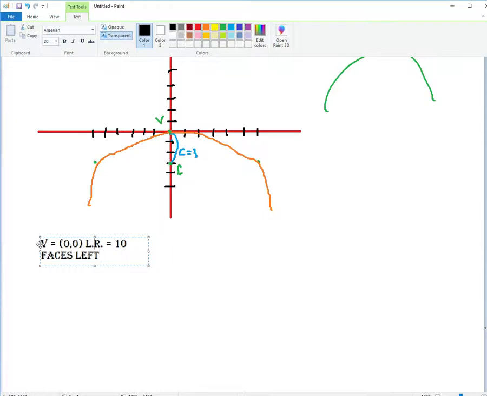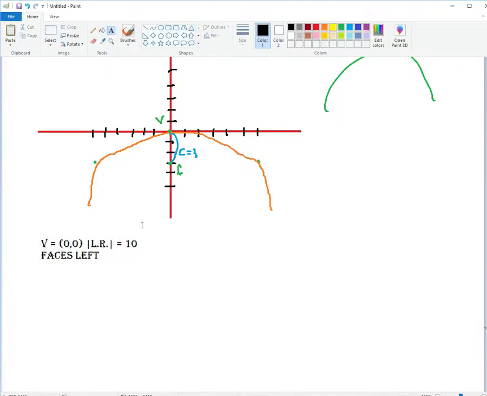Let's see if I can make this properly here. Do I have a vertical line? Nope. Why can't I do that? Let me change the... This one. Will it do it now? There you go. Okay, the length of the latus rectum is 10, and the parabola faces left.